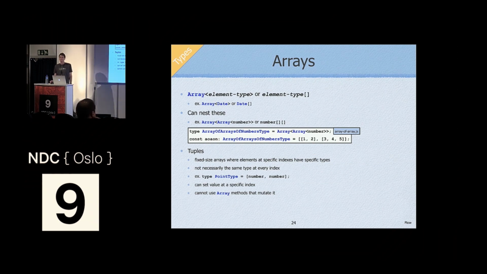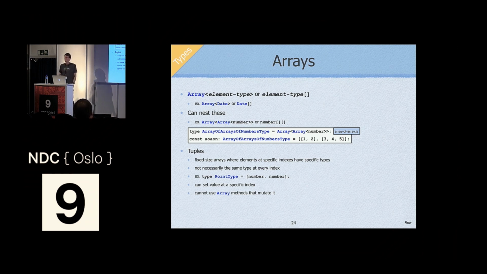Next up, arrays. There are two ways that you can say something is an array. You can refer to the array class, and then after that, in angle brackets, you can specify what kind of elements go in that array. So Flow wants every element in your array to have the same type. You can also specify it by giving it the type first and then square brackets after it. And so these things are equivalent, an array of dates or a date array.